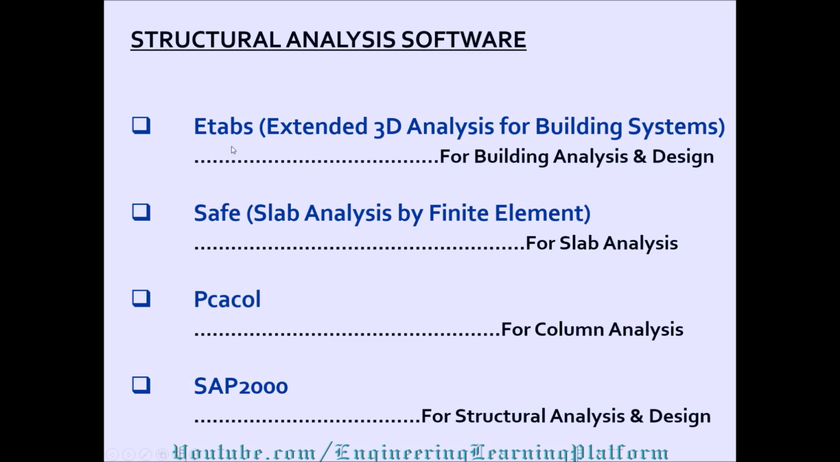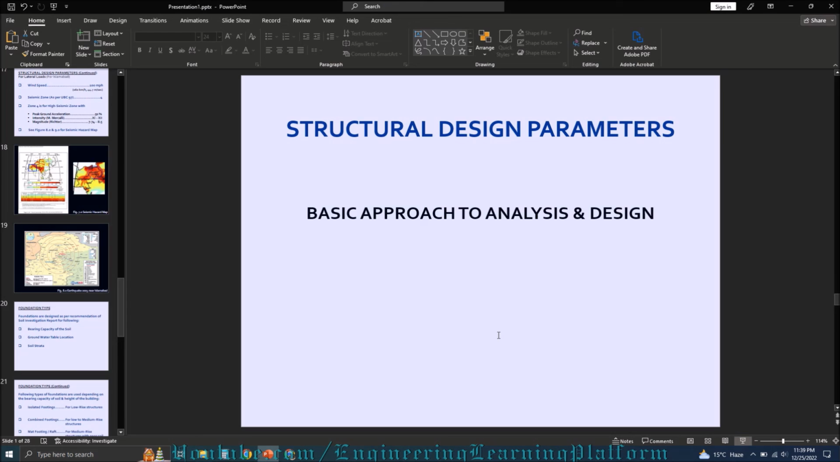For structural analysis software we have ETABS, SAFE, PCA Col, and SAP 2000. ETABS is utilized for building analysis and design. SAFE is utilized for slab analysis as well as foundation analysis. PCA Col is used for detailed column analysis. SAP 2000 is for structural analysis and design of miscellaneous structures such as steel structures.